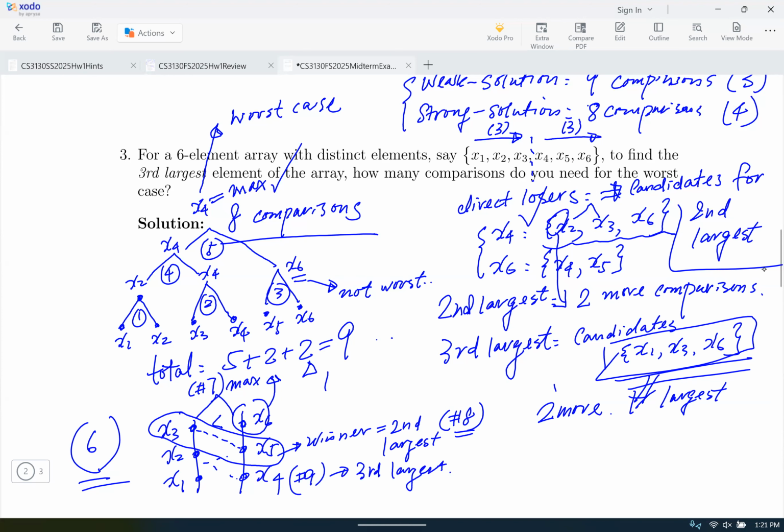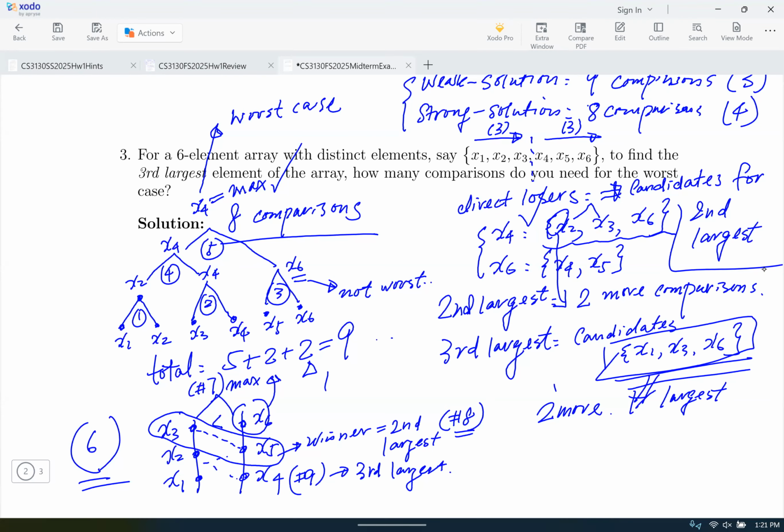This is the second weak solution. Much easier, right? This solution is easier than the first weak solution. So this is a nice solution because you can earn 3 points. That's pretty good.